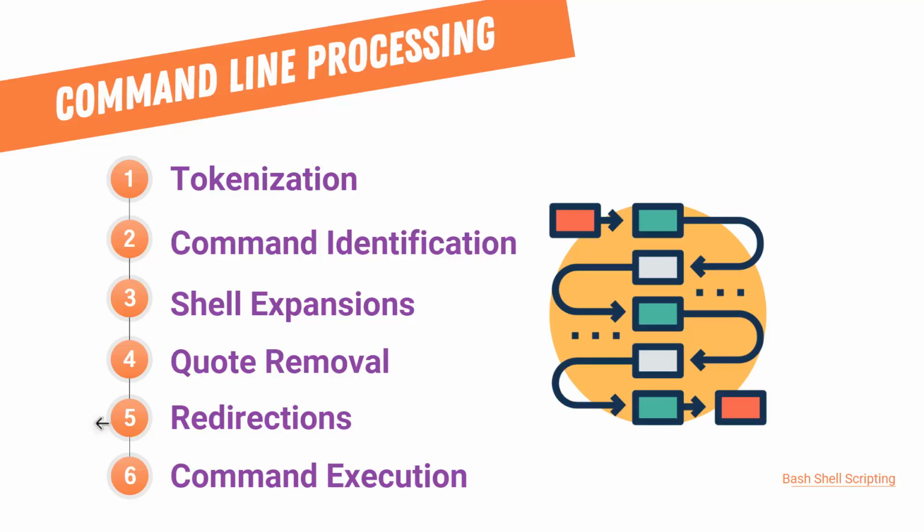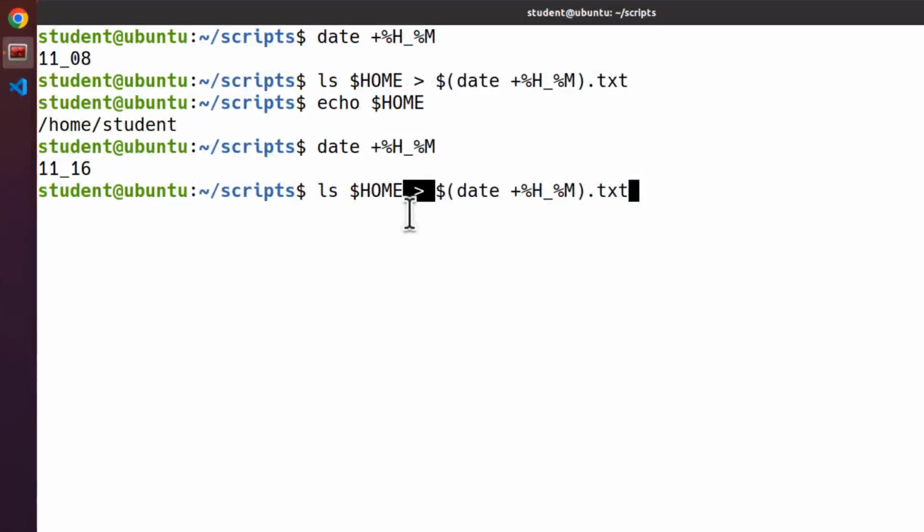In this step, the shell will look for any redirection operators. There's one redirection operator, the single greater than sign, which performs output redirection. The shell will know that it has to redirect the output to a file instead of the standard output, which is the terminal. In this case, the file name is the current hour, underline, current minute, .txt. And the shell will create the file if it doesn't exist or overwrite it if it already exists. This is what a single greater than sign does. And that's all. The shell has processed the command line and can execute the command.